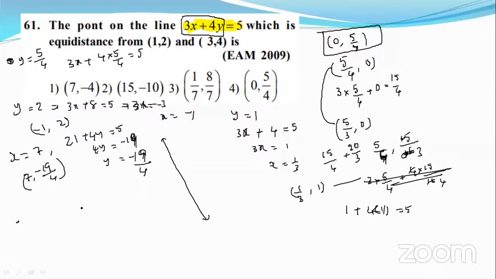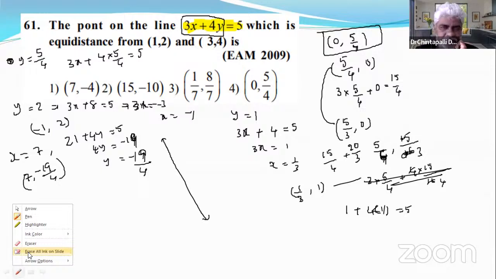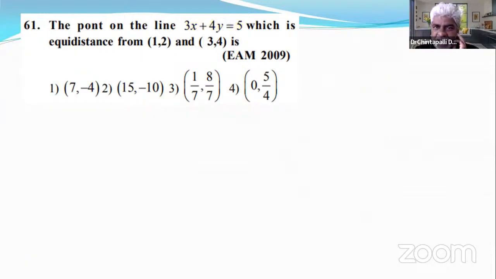Clear? Yes. Now, this line has infinity points, which is equidistant from (1, 2) and (3, 4). See, this is the equation.